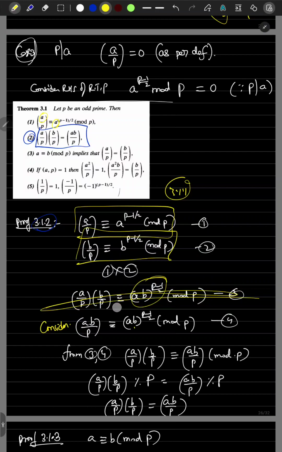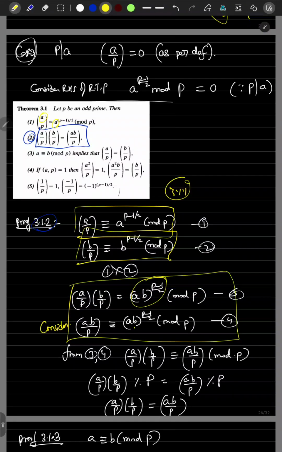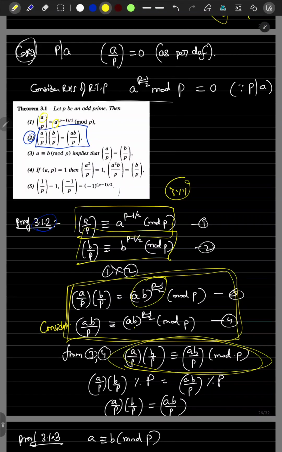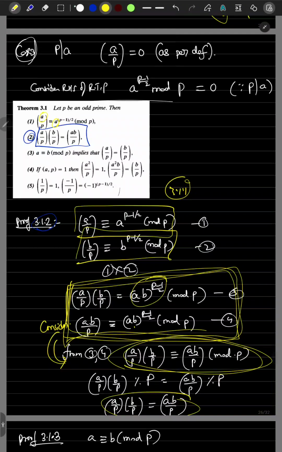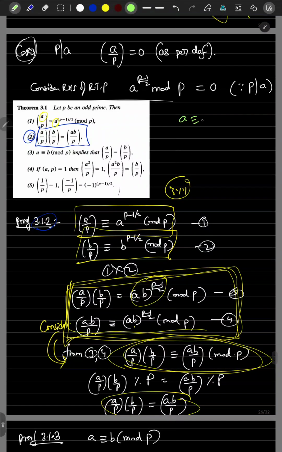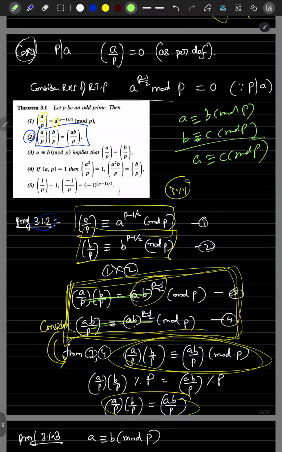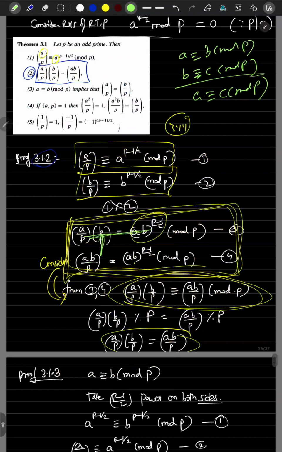Now compare both these things. Is it the same? Same only, no? So from this we can write this as equal. Why? Yesterday I told you A is congruent to B mod P, and B is congruent to C mod P. Then we can write A congruent to C mod P. Similarly, this is congruent, this is congruent. So this way, these two are congruent. Like that I have written.